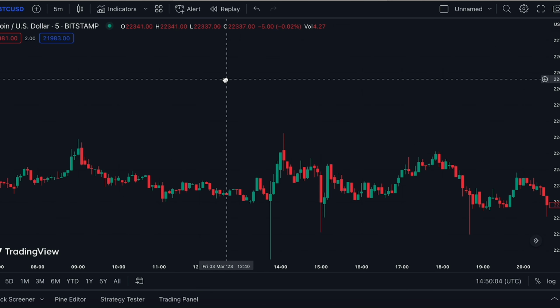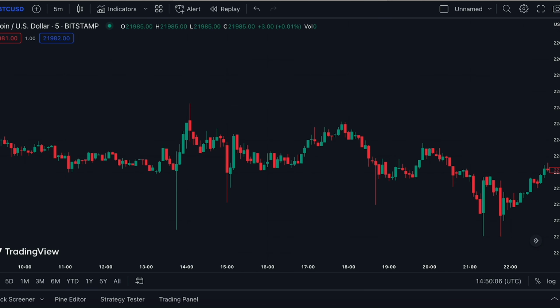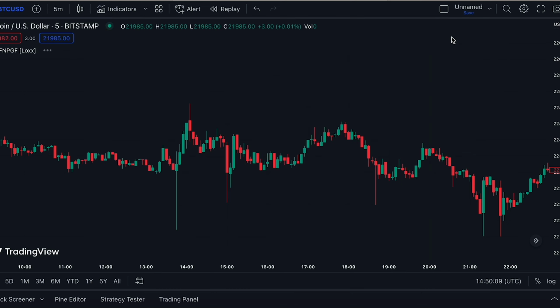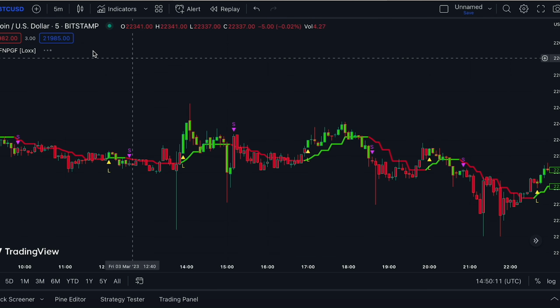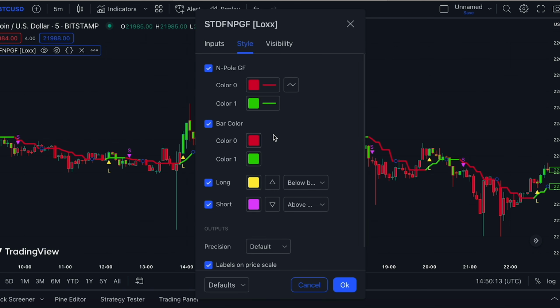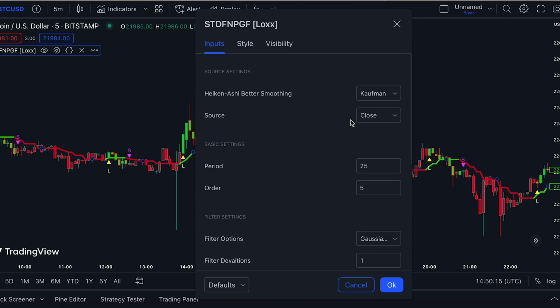Look for the Gaussian filter indicator under the indicator search option. Choose the Lux indicator and add it to the display. Following that, select the inputs option under the indicator settings. The period will be changed to 50. Then we will uncheck the boxes for the color bars and display signals. That was all there was to it.